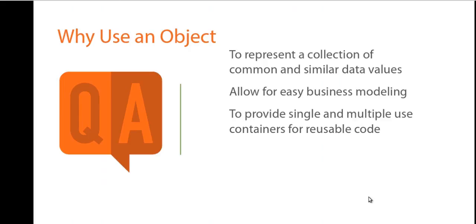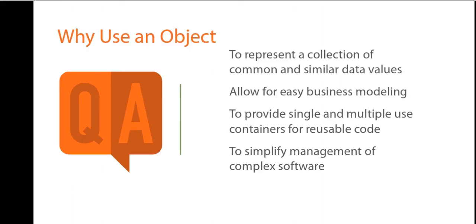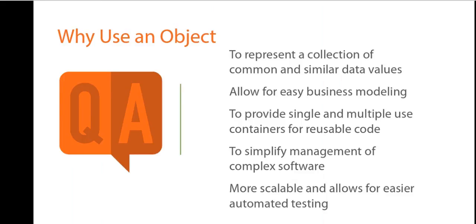Objects are the ultimate containers for reusable code. Objects, or object-oriented programming in general, help to simplify management of complex business software. And finally, object-oriented programming is easier and faster to scale and can simplify automated testing.